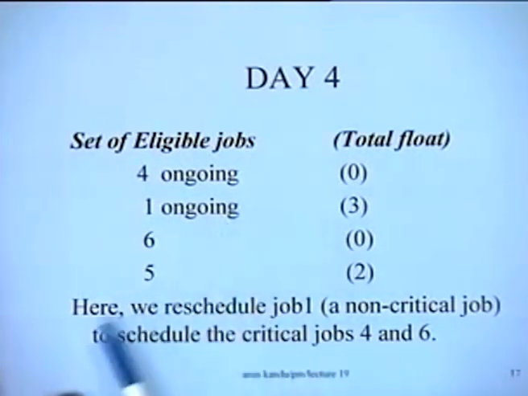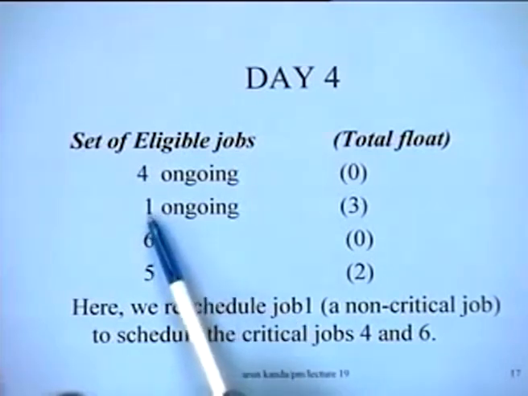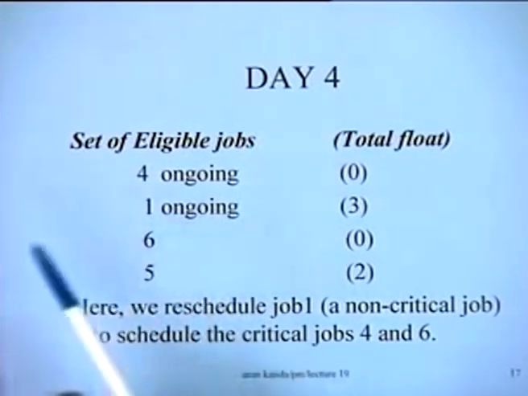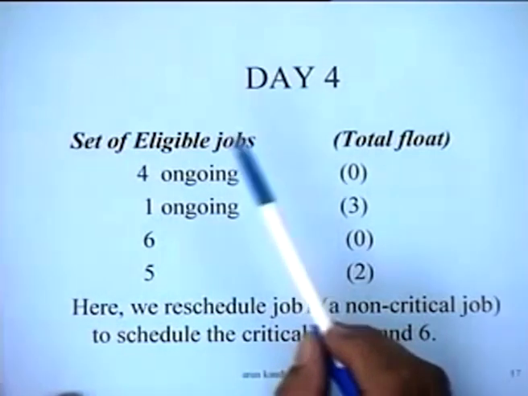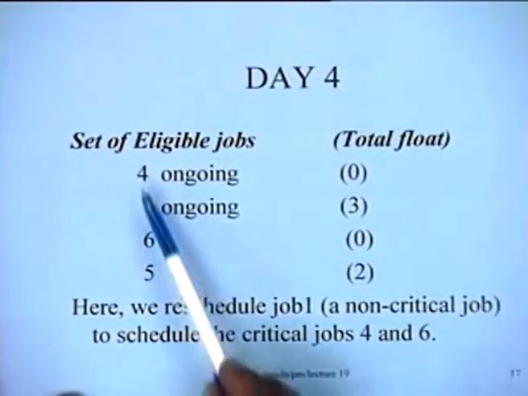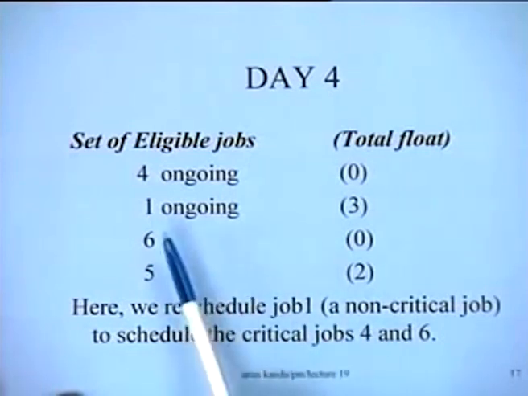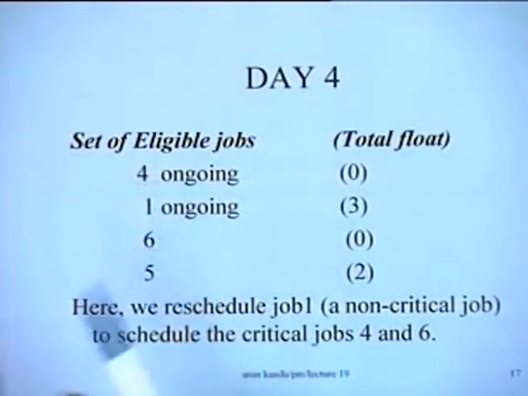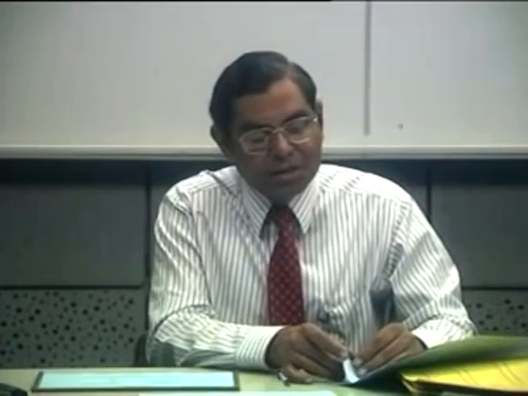So here we reschedule job 1. That means job 1 which was being done, we forget about it, take it off, and we try to reschedule the critical jobs 4 and 6 like this. So if that happens on day 4, what are the decisions? Let us try to depict on day 4 the decisions that we have taken.